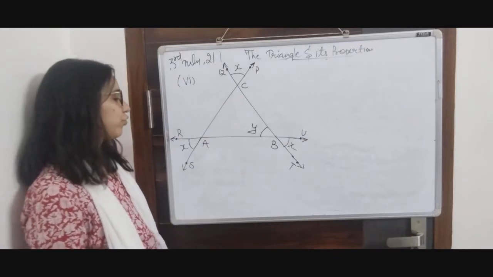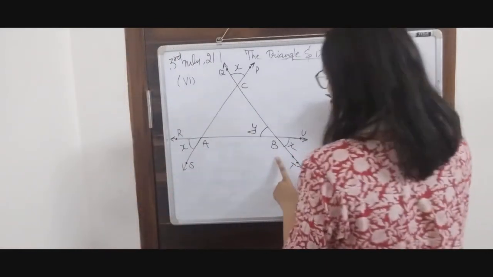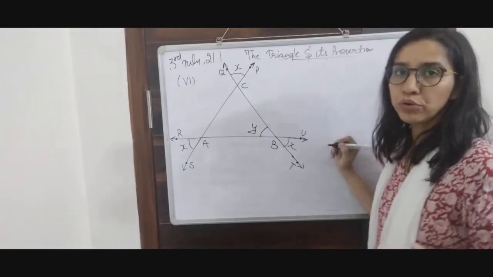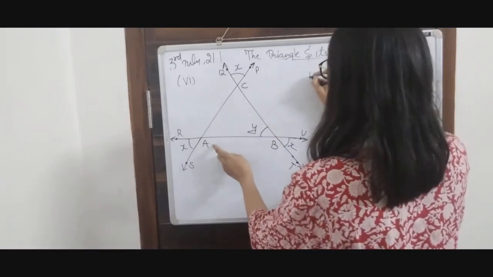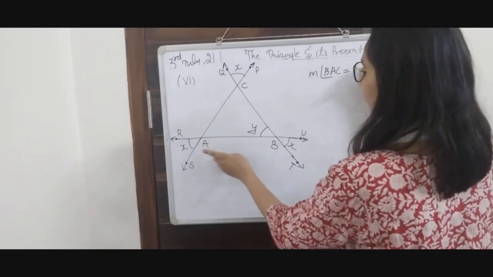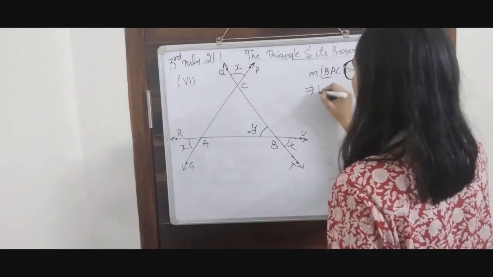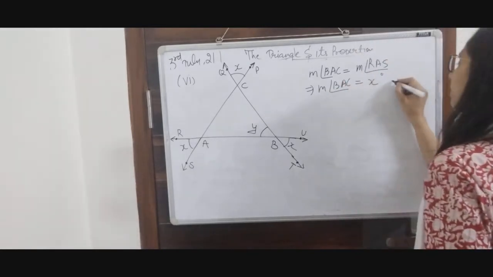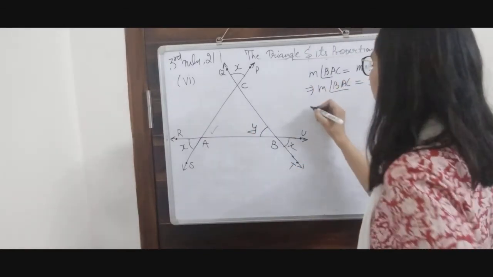So now we have to find out, first we are going to use this one. First we are going to use vertically opposite angle property, then we are going to use our angle sum property. So measure of angle BAC is going to be equal to measure of angle RAS, okay? Implies your measure of angle BAC is going to be x. Okay, this we are done. Next, this angle we have found out.